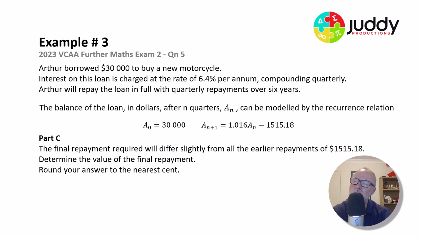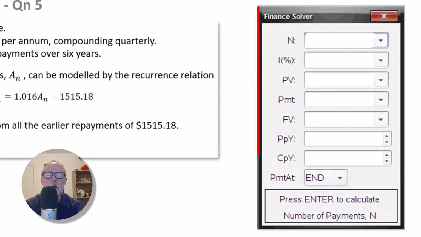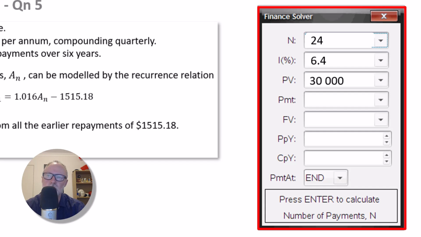Final part. Part C. The final repayment required will differ slightly from all the earlier repayments of $1,515.18. Determine the value of the final repayment and round your answer to the nearest cent. So we're going to use our finance solver. We know we're looking at 24 quarters, that is 6 years. The annual interest rate was 6.4% per annum. The principal value was $30,000, that is the amount of the loan. Payments being made were $1,515.18, and that's negative, by the way, because the cash flow is going from Arthur to the bank. Future value we'll leave blank for now.